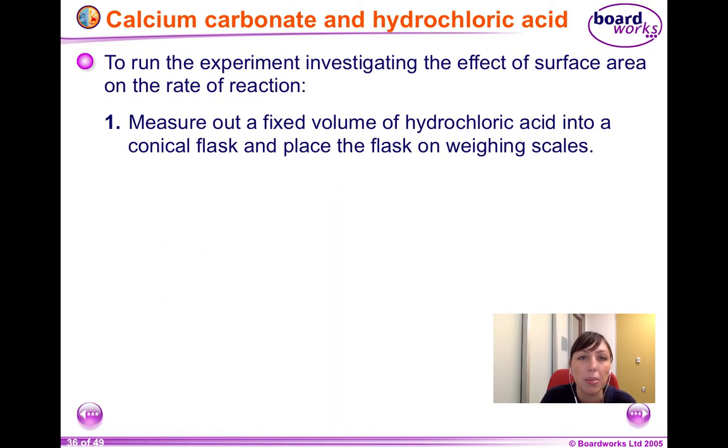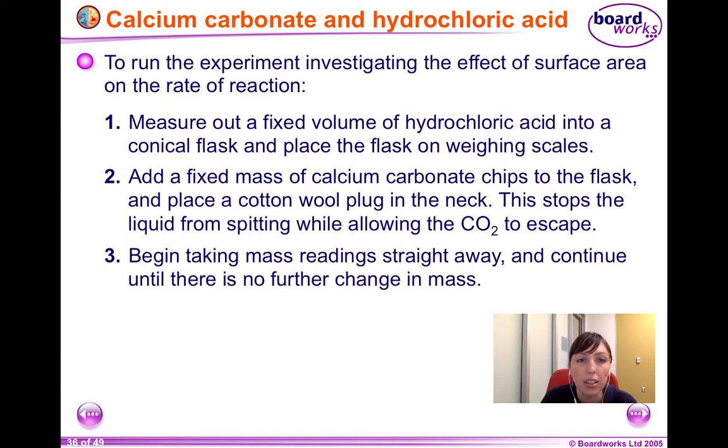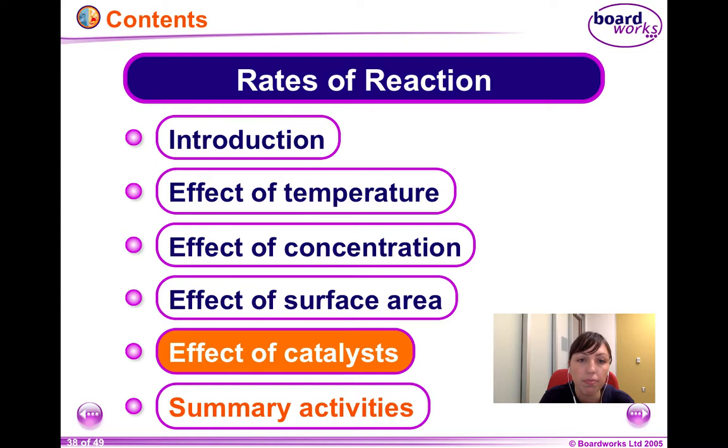To run the experiment, you measure out your fixed volume of hydrochloric acid. You add a fixed mass of calcium carbonate, and you put that wool plug in to make sure the gas isn't escaping. You begin by taking mass readings straight away and continue until there's no further change in mass. Then you would repeat the experiment using the same mass of calcium carbonate, but a smaller chip size and the same volume of hydrochloric acid. And then you would compare the rate at which the mass of reactants decreases.